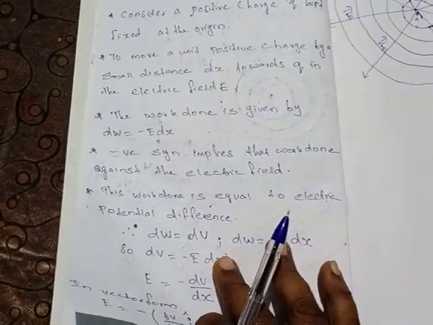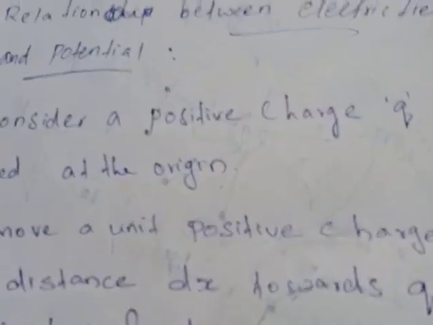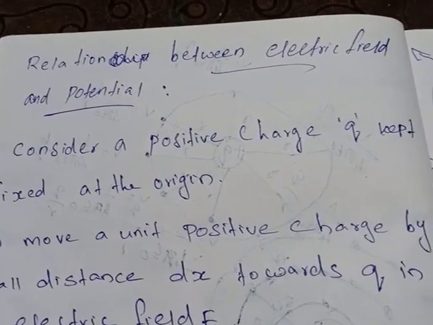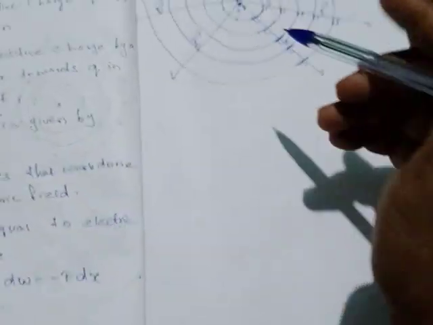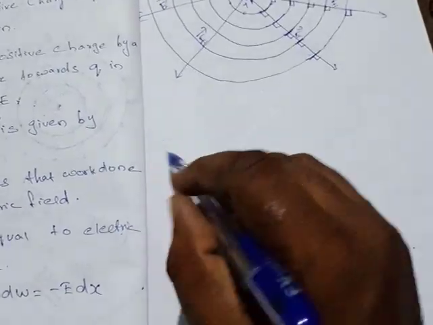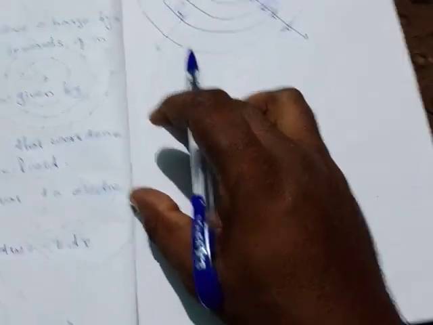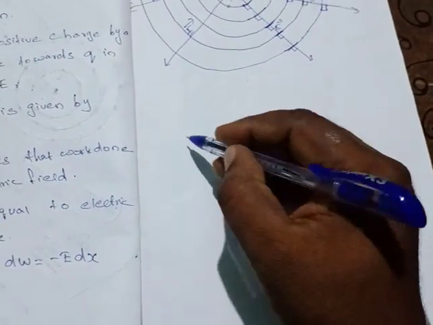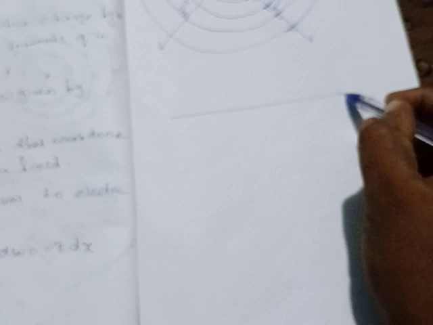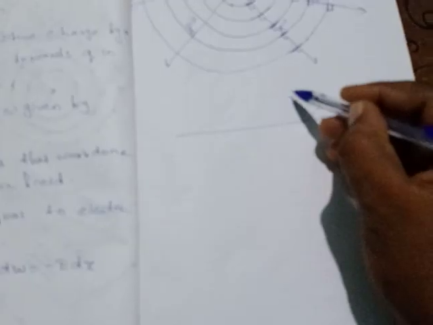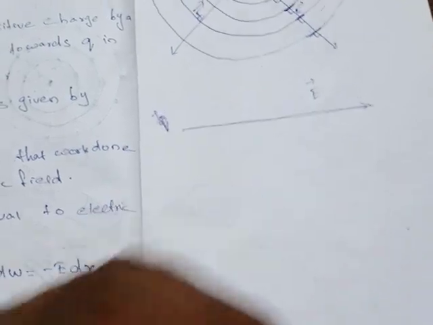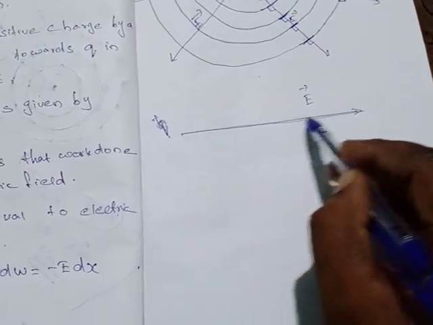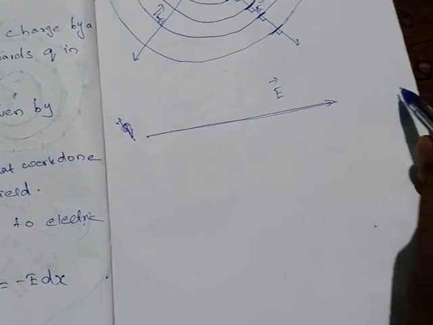Now the next part is the relationship between electric field and potential difference. Assume that somewhere one charge is kept. Q is kept. That one electric field is like this. This is the electric field direction. Here one charge, plus Q, is kept and the electric field is acting in this direction.